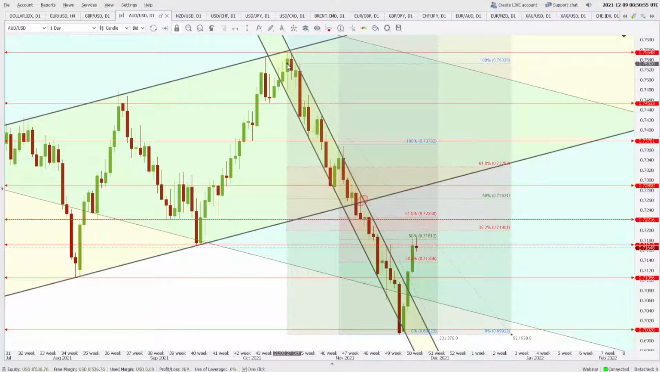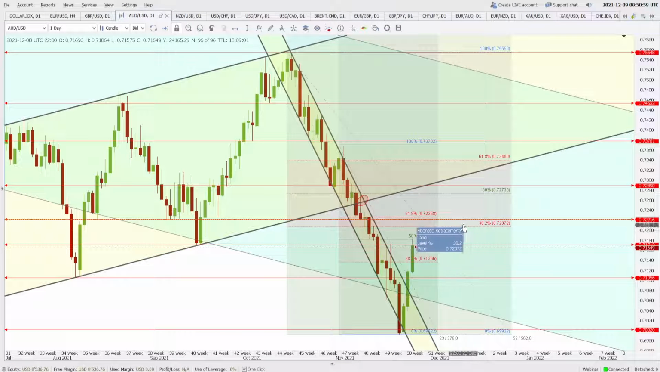No, it has not even retraced 38%. So 38% is sitting at 0.7207, and I want to keep my eye on 61.8%, which is 0.7225 of this recent fall. I will just remove this one so that there is no confusion.